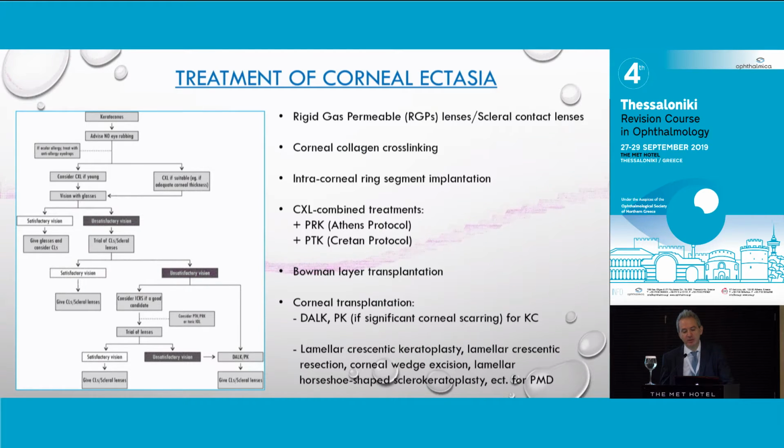But there are also patients with very advanced conus where we should proceed to grafting, deep anterior lamellar keratoplasty, or PK. What is better? That's another topic for debate, what is better for keratoconus. And of course, for other ectatic diseases such as PMD or Terrien marginal degeneration, where we also have the typical features of ectasia with thinning of the cornea, there are different approaches such as lamellar crescentic keratoplasty, eccentric corneal wedge excisions, etc. There are many case series on these procedures, but these are procedures that you do not want to perform. The results are not good.